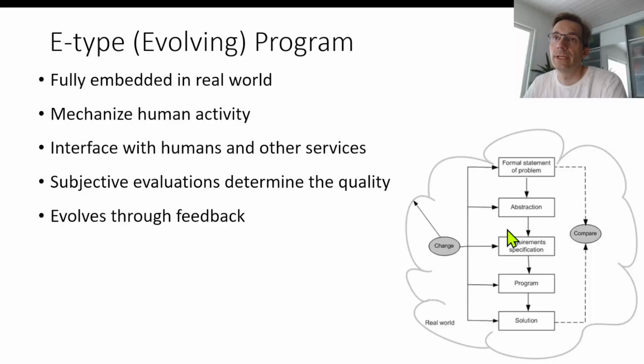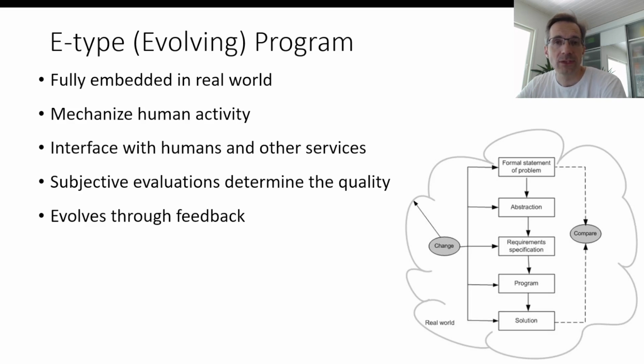And finally, we have E-type or evolving type programs. These are the ones that are fully embedded in the real world. Usually they mechanize a human or societal activity. They make some simplifying assumptions. They provide multiple interfaces with humans. They also have interfaces with other systems by requiring and providing interfaces through which they interact with other systems. And here it is impossible to provide any kind of formal specification to the problem.